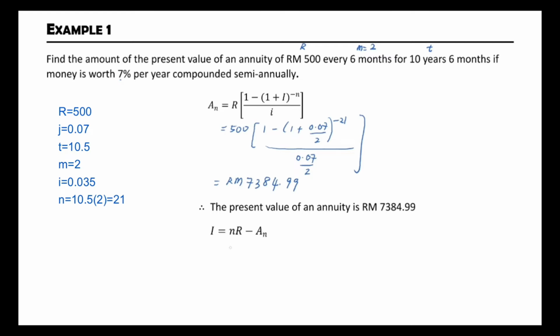Interest equal to nR minus A_n, where n is 21, R is 500, minus the annuity 7,384.99, equal to RM 3,115.01. So the interest charge is RM 3,115 with 1 cent.